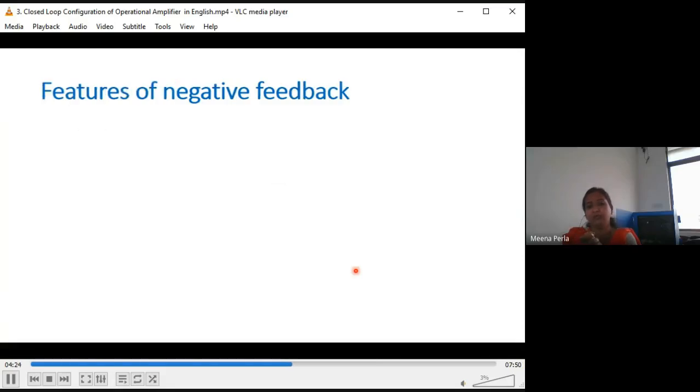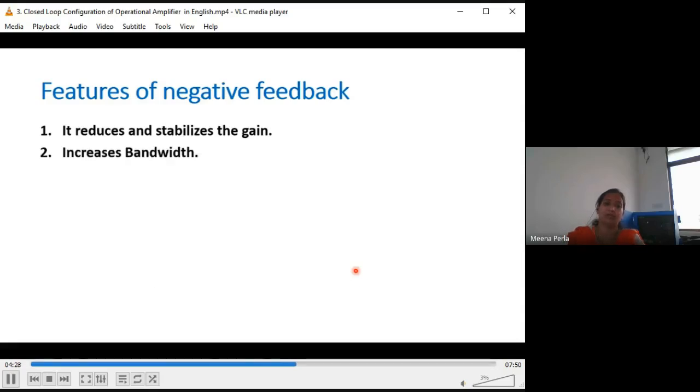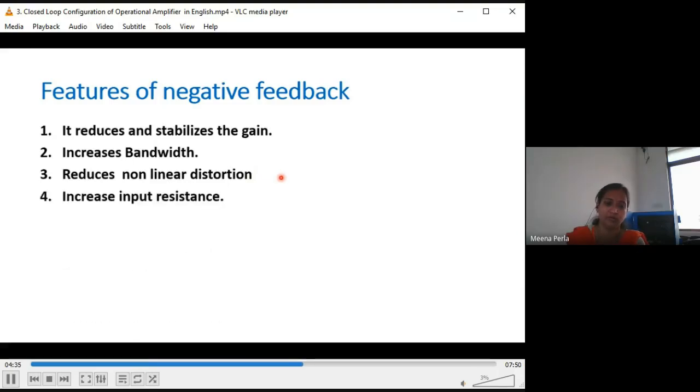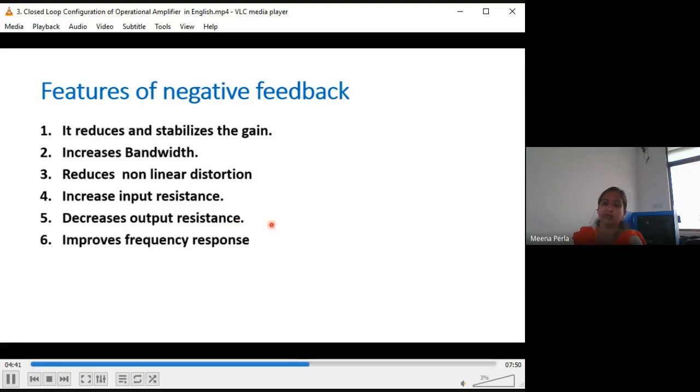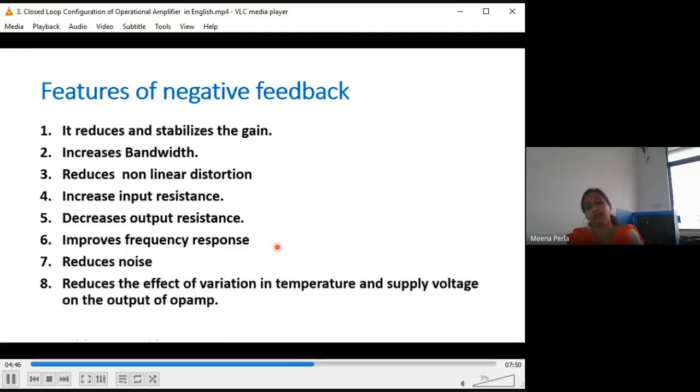So let's see more features of negative feedback. First, it stabilizes the gain. Second, it increases the bandwidth. Third, it reduces the nonlinear distortion. Fourth, it increases the input resistance. Fifth, it decreases the output resistance. Sixth, it improves the frequency response. Seventh, it reduces the noise. And eighth, it reduces the effect of variation in temperature and supply voltage on the output of the operational amplifier.